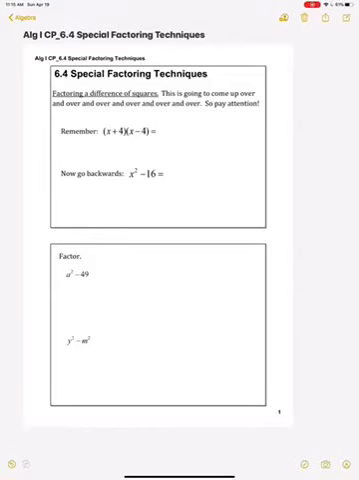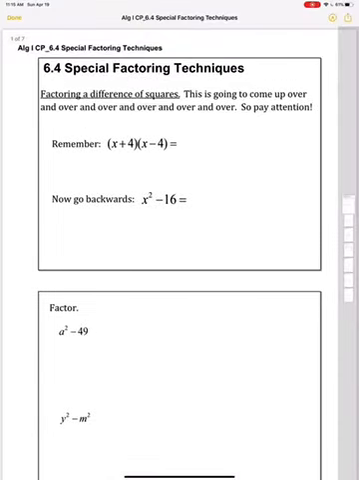Hi, Algebra. You're going to learn how to factor two things in this lesson. They are things that we've actually already done multiplying-wise, but now we're going backwards. So let's just get right into it. The first thing is called factoring the difference of two squares.